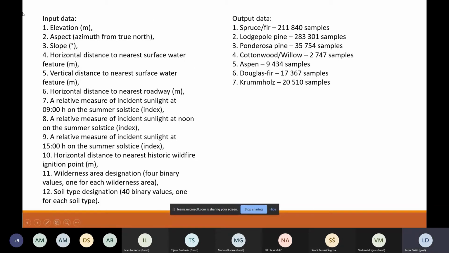The output for each sample is the tree species that is dominant in that area. So we can have spruce fir forest, lodgepole pine forest, ponderosa pine forest, cottonwood/willow forest, aspen forest, Douglas fir forest, and Krummholz forests. As you can see, the dataset is not balanced, which affects results at the end, but I will talk more about that later.